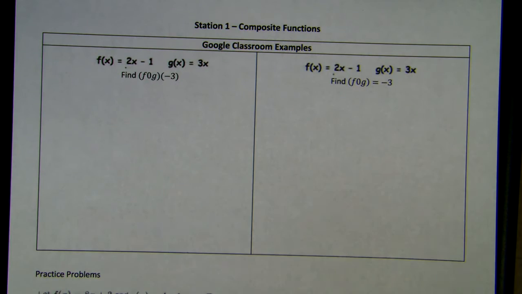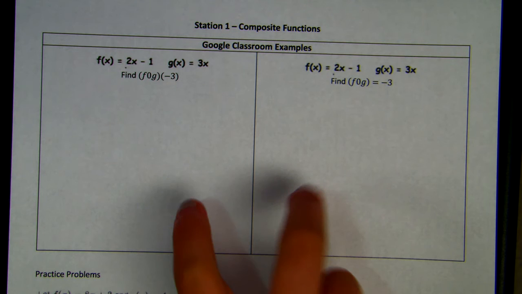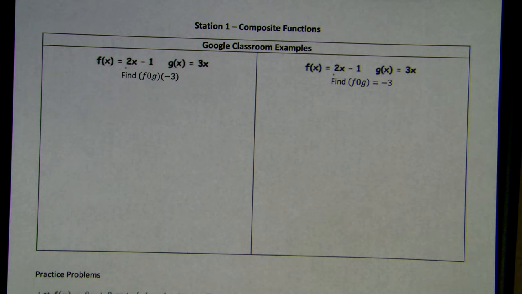Here we go. As you can see, we're going to do the top 2 problems, and then the rest of them are for you guys to do individual practice. So let's get started. We have composite functions. Throwback to that. It's been a minute, but we're back.